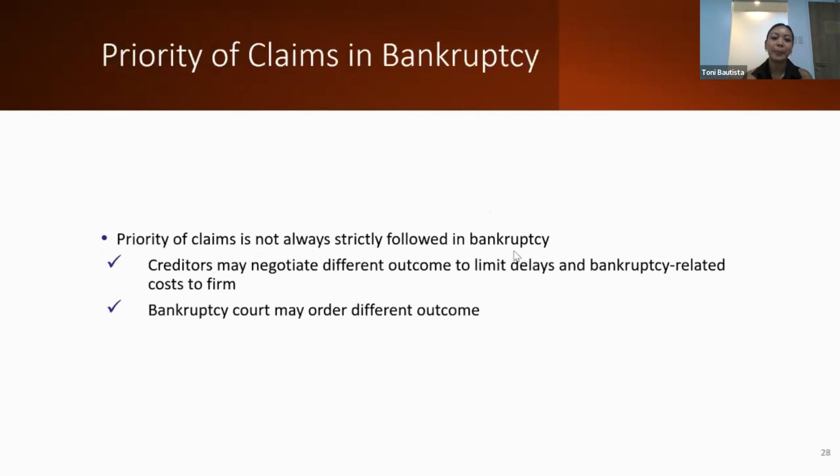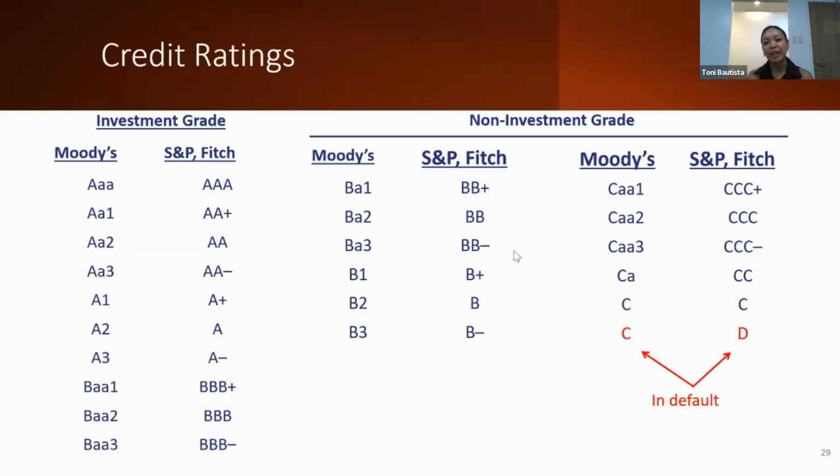Now, in terms of credit ratings, we would have your three main credit rating agencies. You have Moody's, S&P, and Fitch. So your investment grade would normally be a BAA up until AAA. Anything below would be non-investment grade or speculative grade bonds.